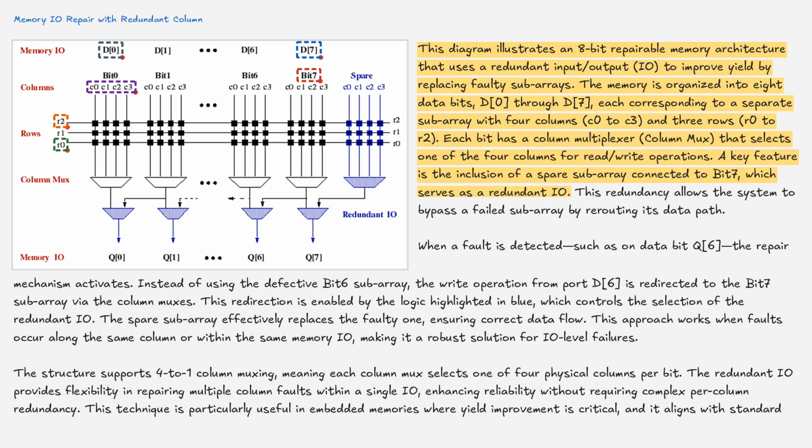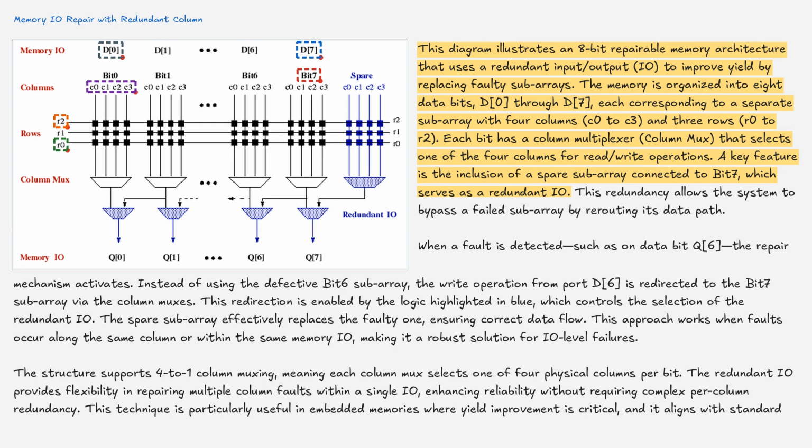This diagram illustrates an 8-bit repairable memory architecture that uses a redundant input-output (I/O) to improve yield by replacing faulty subarrays. The memory is organized into 8 data bits, D0 through D7, each corresponding to a separate subarray with 4 columns, column 0 to column 3, and 3 rows, row 0 to row 2.